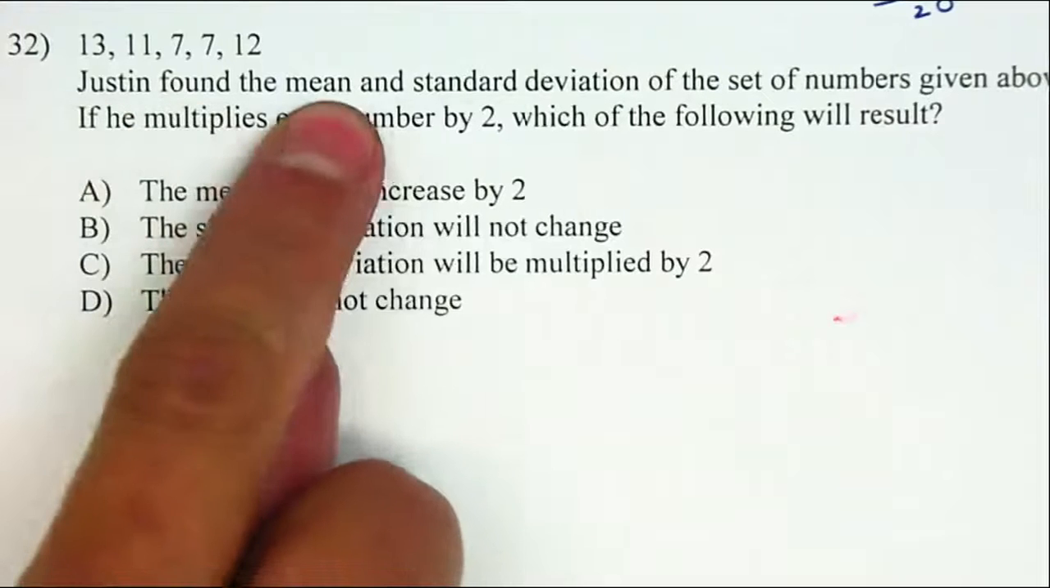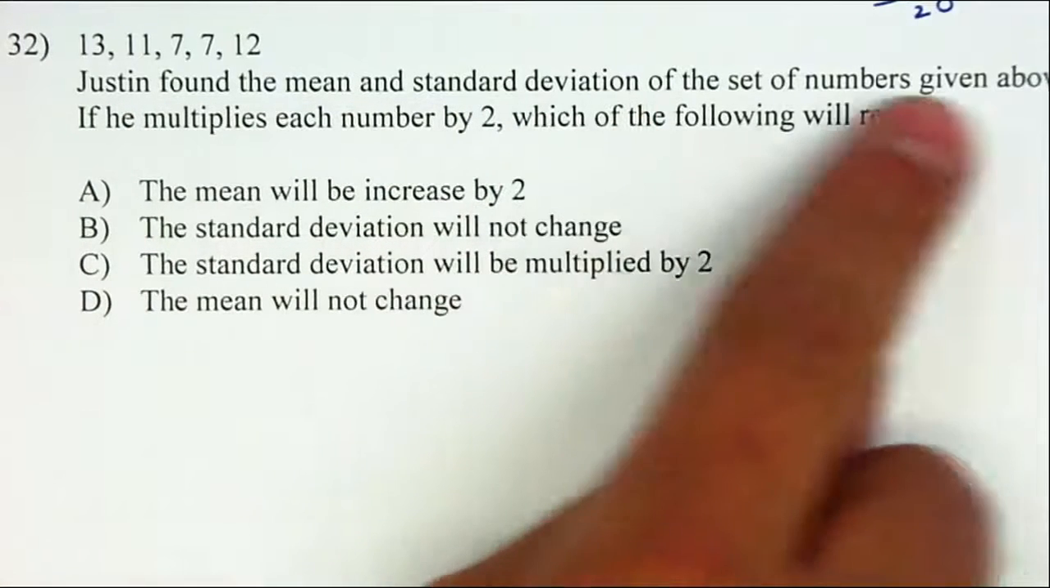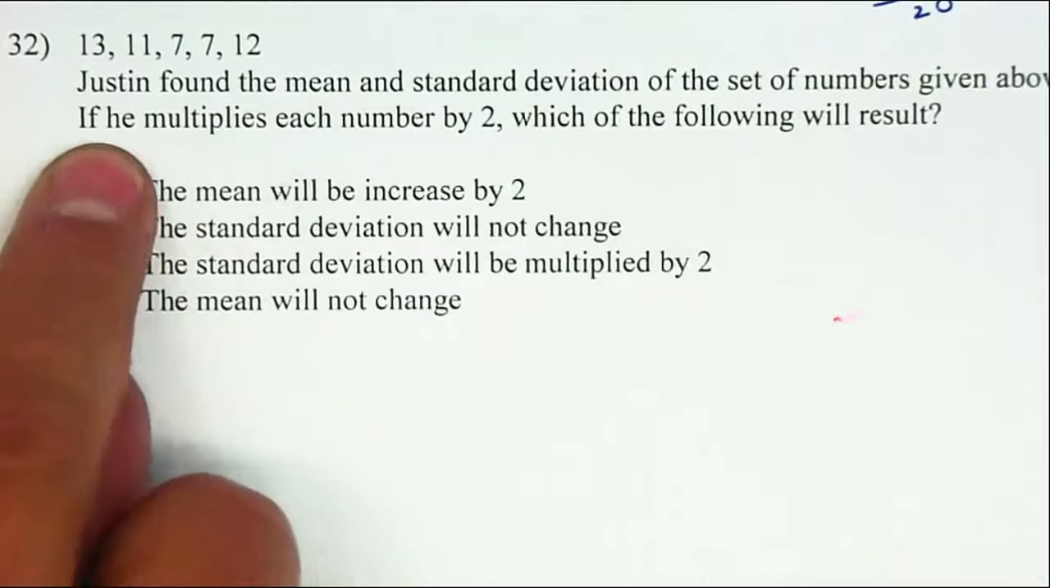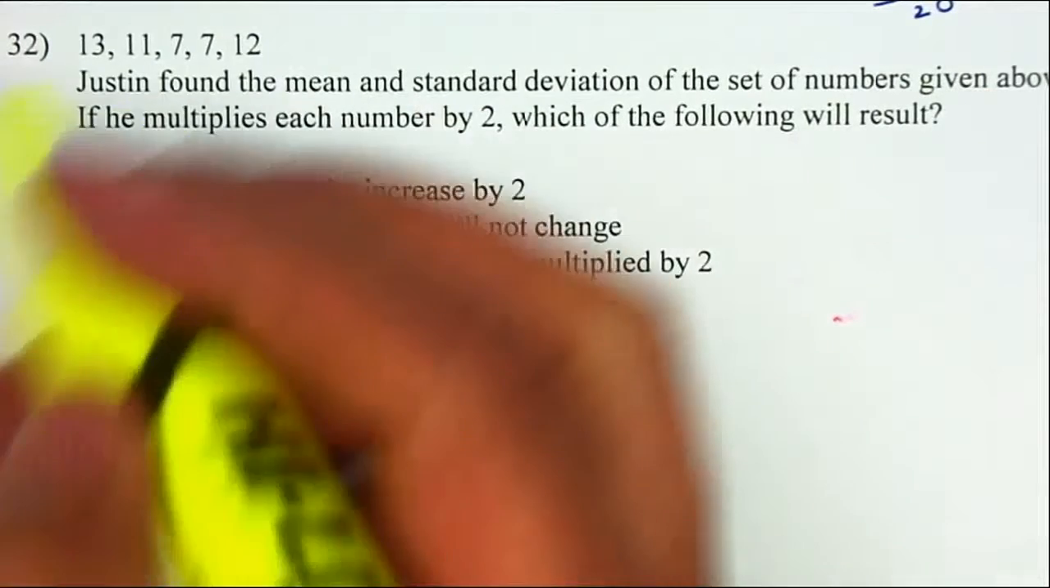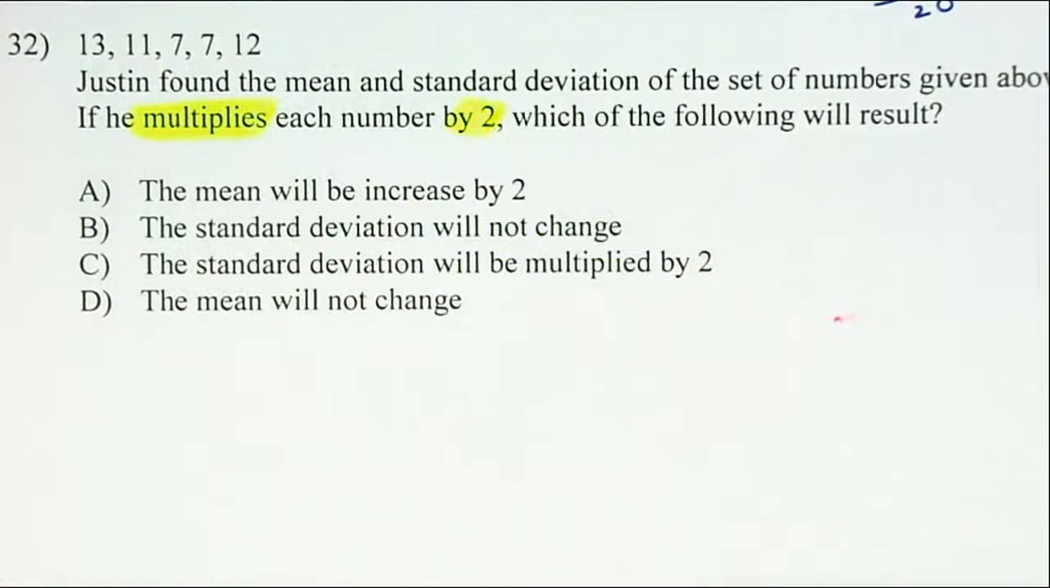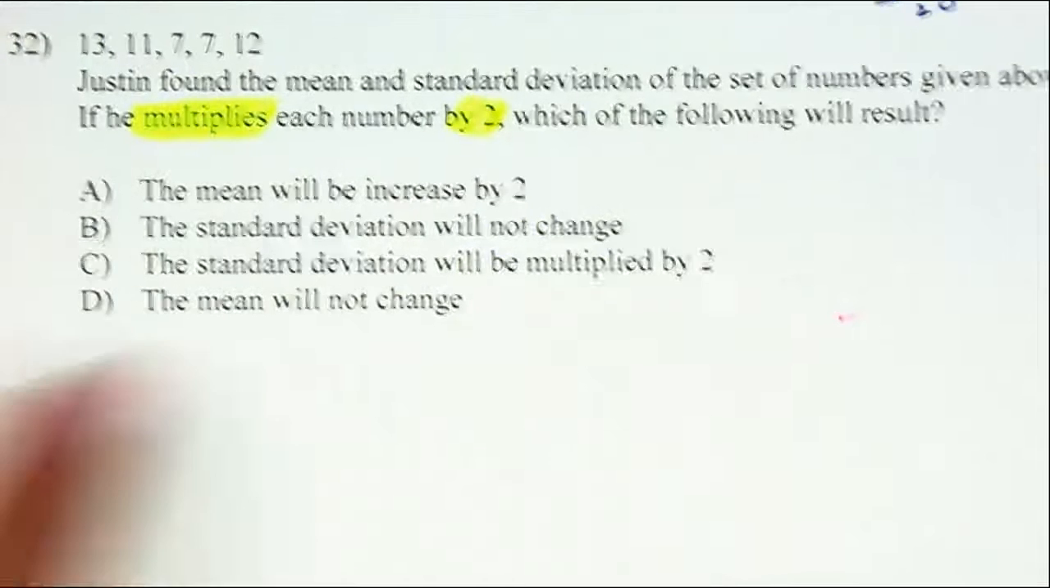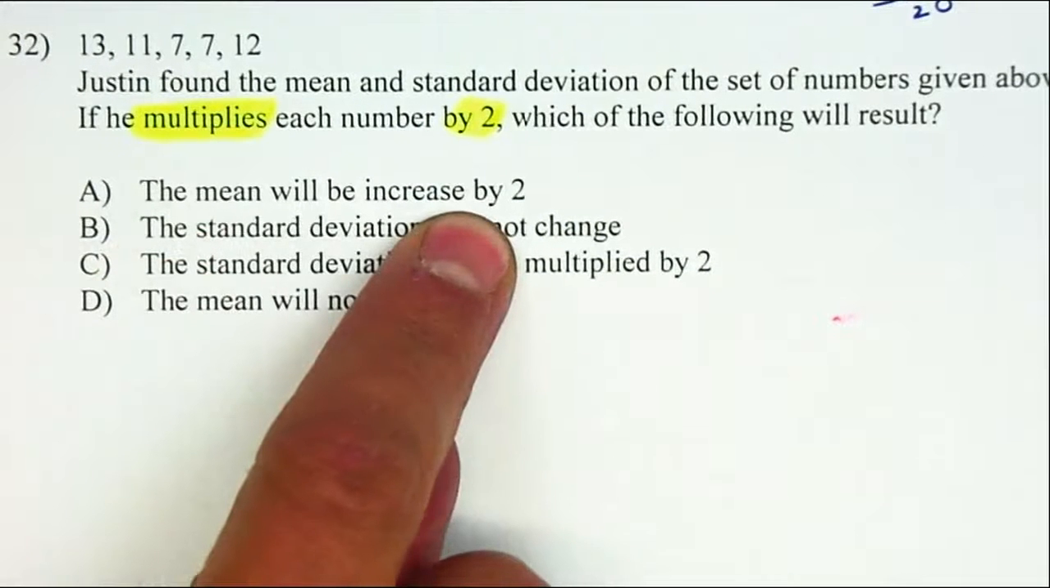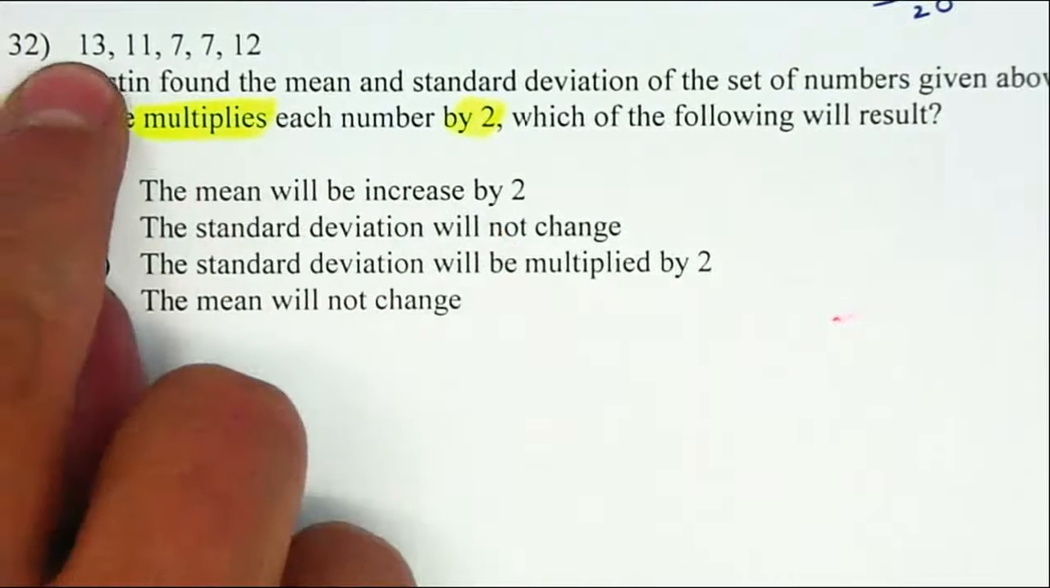Justin found the mean and standard deviation of the set of numbers given above. If he multiplies each number by 2, which of the following will result? Will the mean be increased by 2? Now they give you 5 numbers.